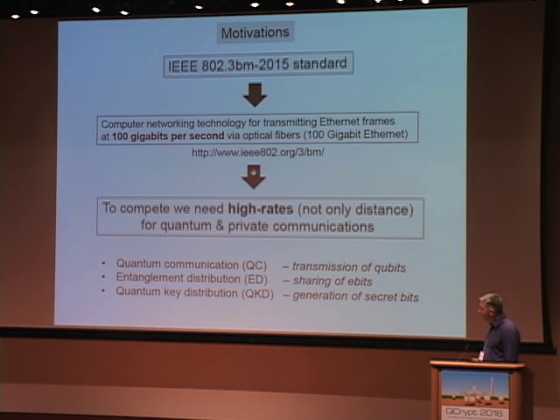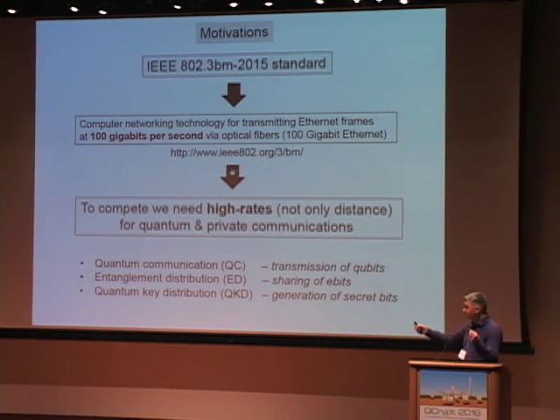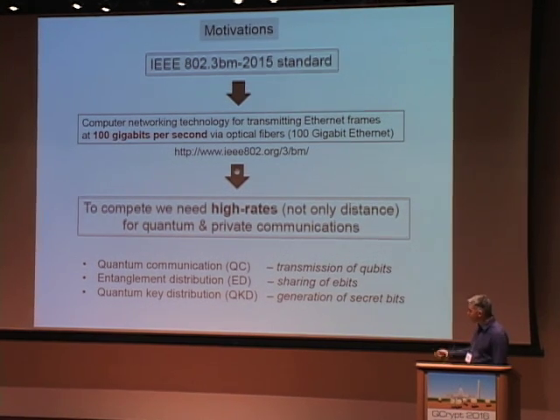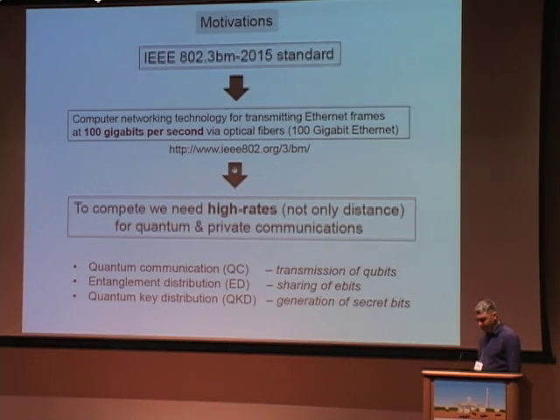So ideally, one would like to have high-speed protocols for all these tasks: quantum communication, and by that I mean the error-free transmission of qubits; entanglement distribution, so the distribution of entanglement bits, ebits, between two remote locations; and of course QKD, so the generation of secret keys between remote parties.